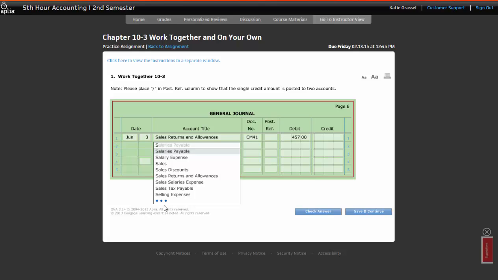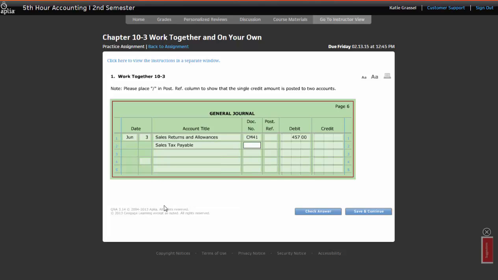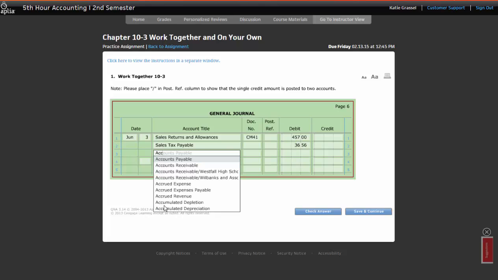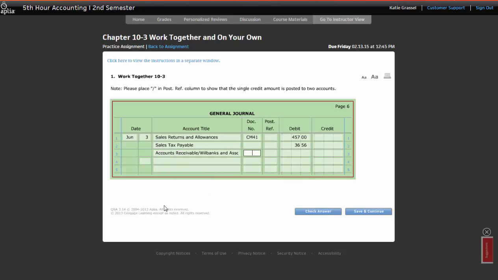The next line that's going to go on there is sales tax payable. Sales tax payable is a liability account. Liabilities have a credit normal balance. We no longer owe this sales tax, so we have to debit sales tax payable for $36.56. And then our third line is going to be accounts receivable / Will Banks and Associates.